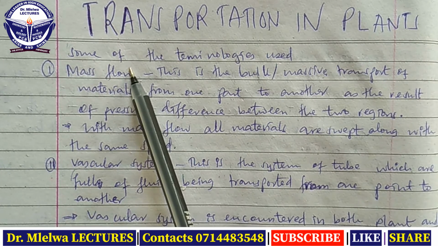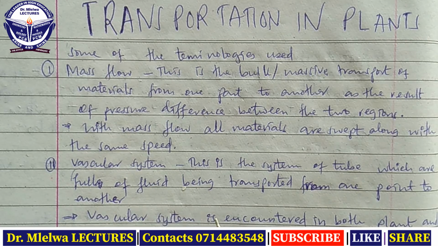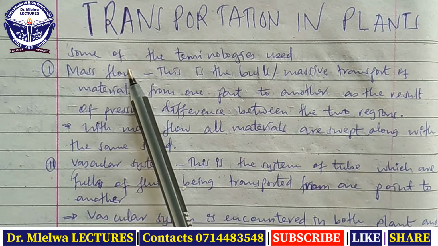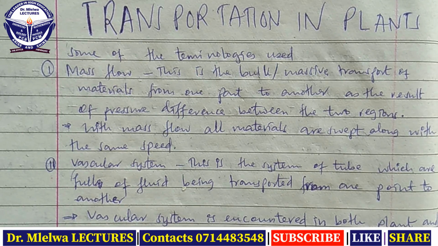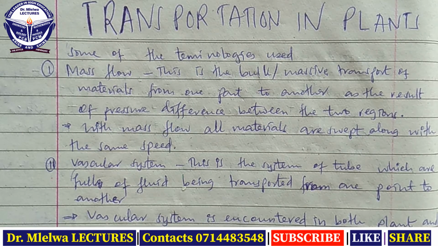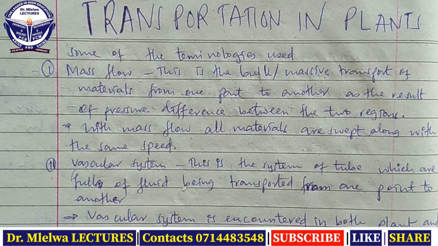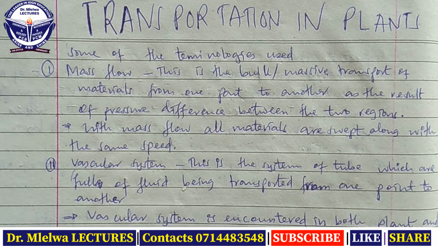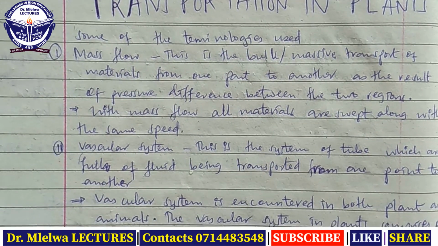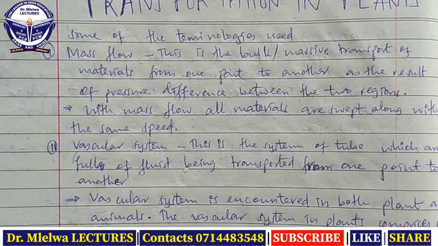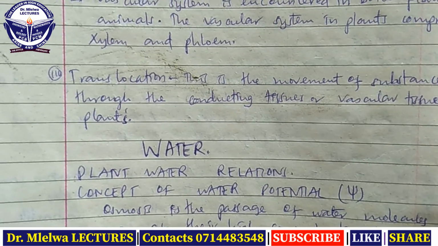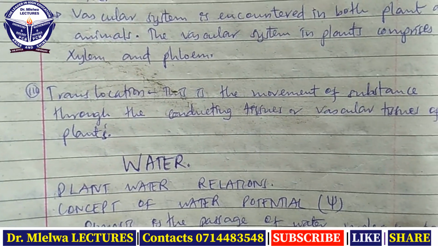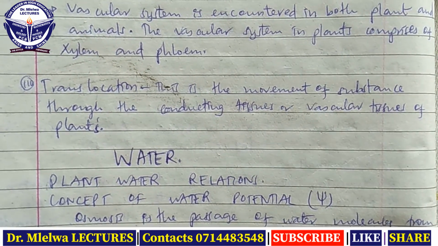So mass flow occurs through the vascular system. Or if it is in the animal body, mass flow occurs through blood vessels or lymphatic vessels. So what we are saying is that the vascular system is found in both plants and animals. In plants, it consists of xylem and phloem. However, in animals, the vascular system consists of the blood vessels.